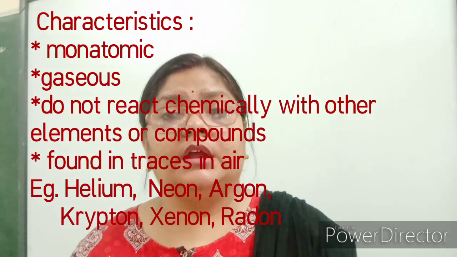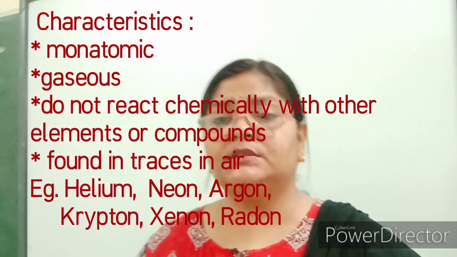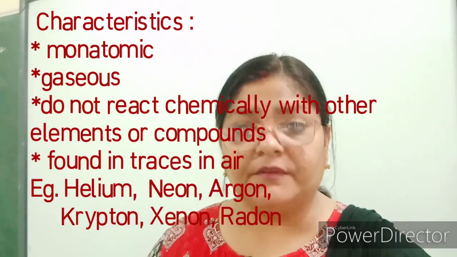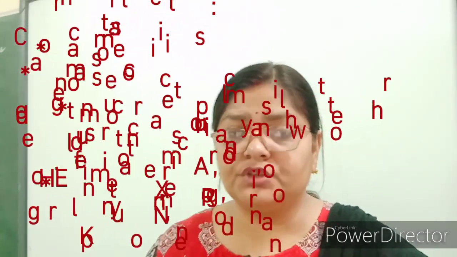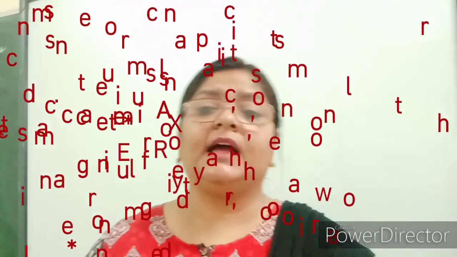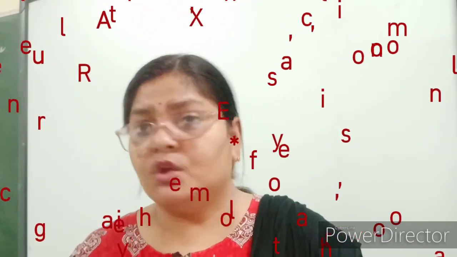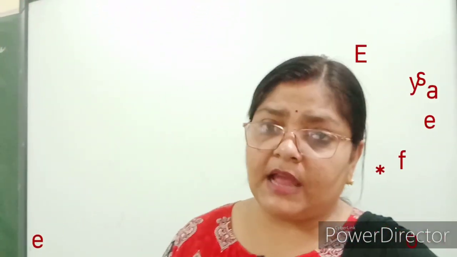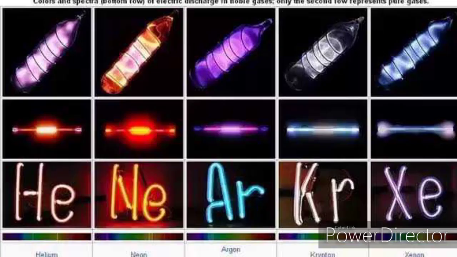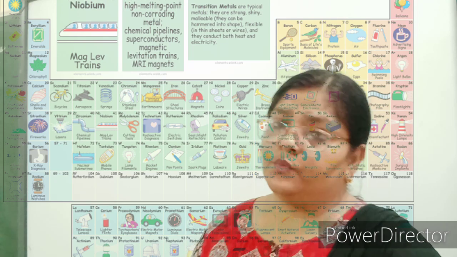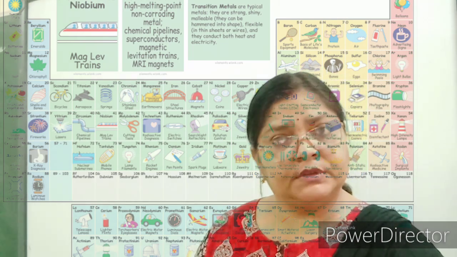They need not react. Why do reactions take place? It is to gain the stable configuration in the outermost shell. The inert gases already have a stable configuration, so therefore they do not react with any other elements. There are very few inert gases present, like xenon, argon, neon, helium. So these are all inert gases, that is, they do not react with other elements.